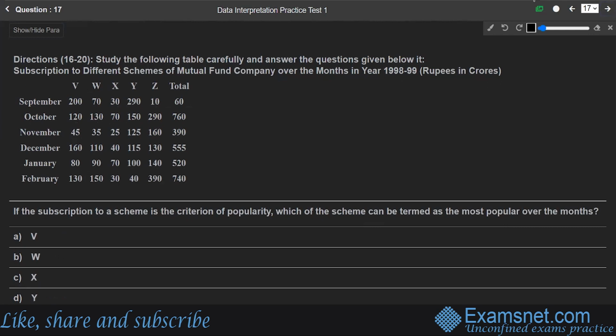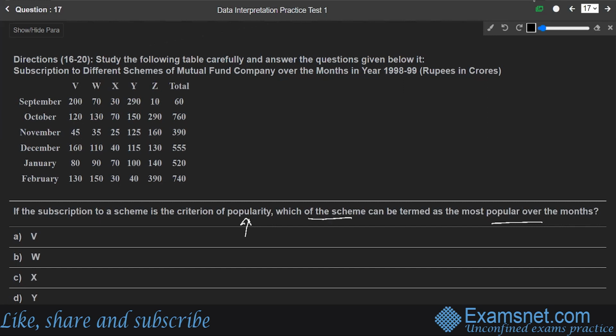Okay, so the next question is, if the subscription to a scheme is the criteria of popularity, which of the schemes can be termed as the most popular? That particular scheme would be most popular for which the total number of subscriptions has been highest. So we are supposed to find out the highest number of subscriptions done, and that will be the answer itself. He's asking which of the schemes can be termed as the most popular.